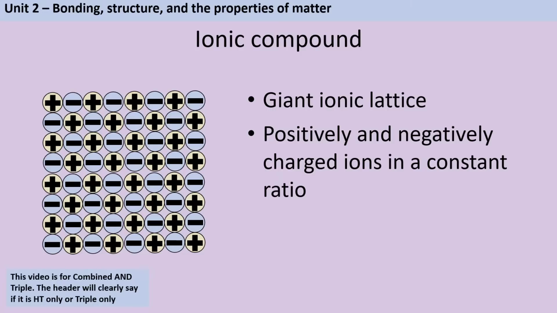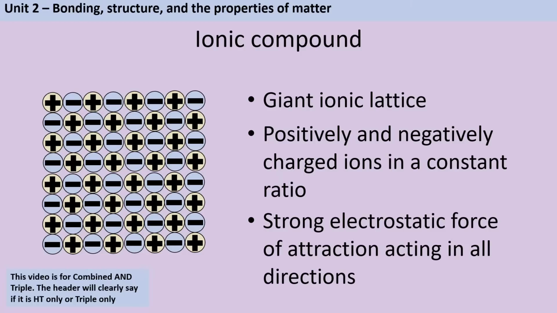So in this, we're going to have our positively and negatively charged ions in a constant ratio. So that means it might be 1 to 1, like this picture. It might be 2 to 1, which I can't draw because it's too hard. But whatever the ratio is, it's always going to stay the same. And then because we've got a positive and a negative thing being attracted together, we're going to have a strong electrostatic force of attraction acting in all directions.